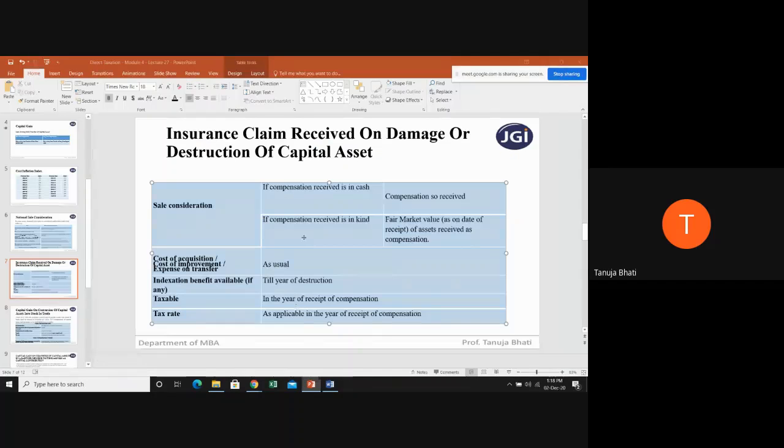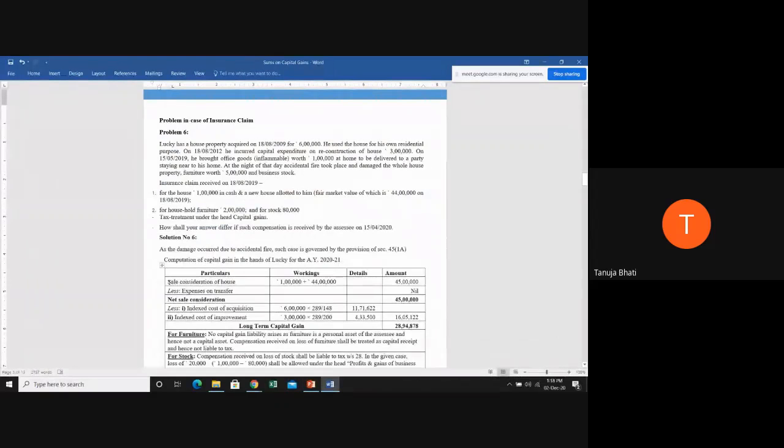Now, in our insurance claim, we said that what is the sales consideration you're supposed to take? If you're receiving in cash, the compensation in cash. If in kind, fair market value of asset received as compensation. Okay. So see, sale consideration of house. How much is the value you're going to take? 1 lakh you're receiving in cash, and in kind you're receiving 44 lakhs, because if you're receiving in kind, you have to take the fair market value always. So 1 lakh plus 44 lakhs becomes 45 lakhs. So sale consideration of the house is 45 lakhs. Students, did you all understand this?